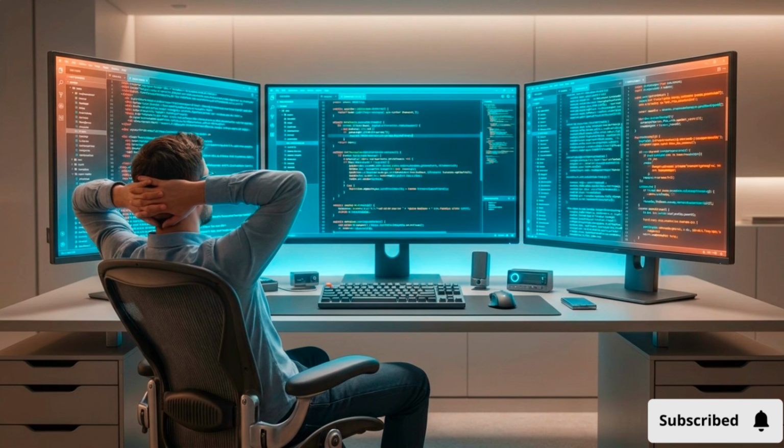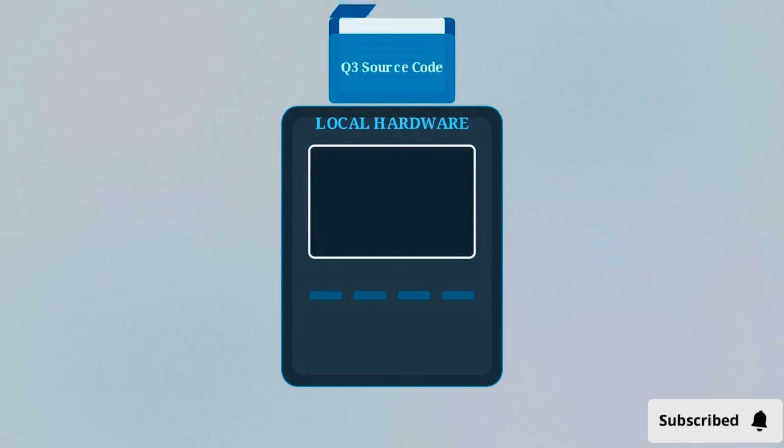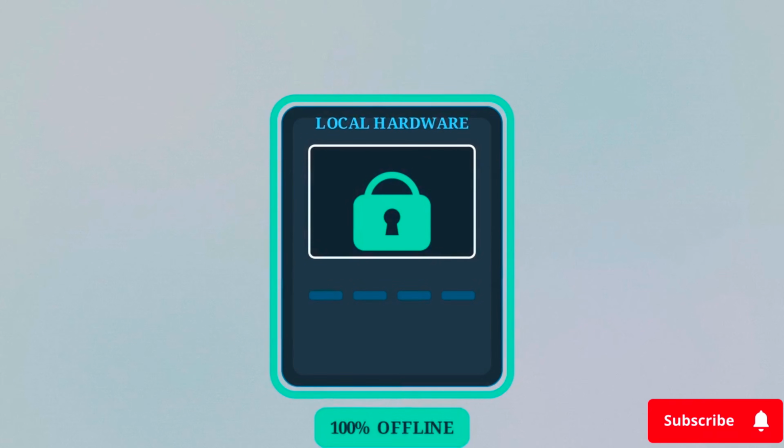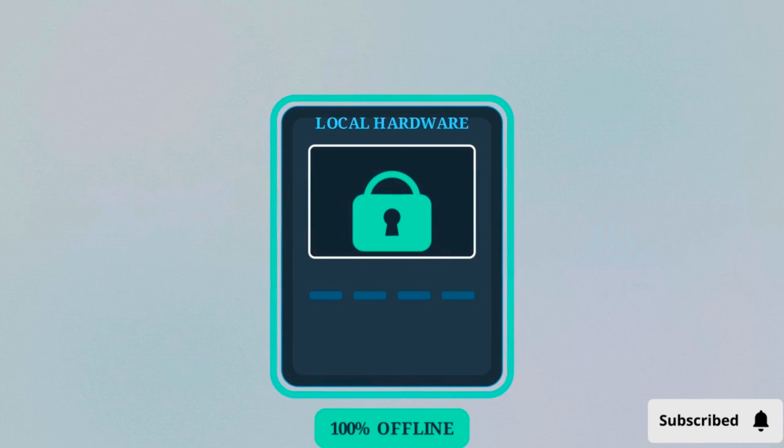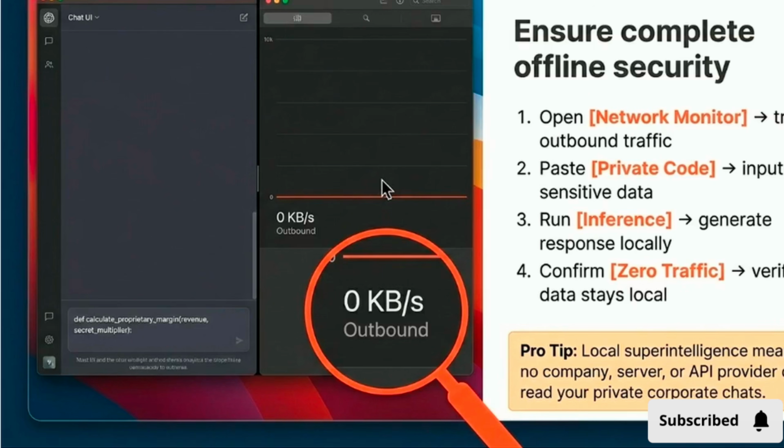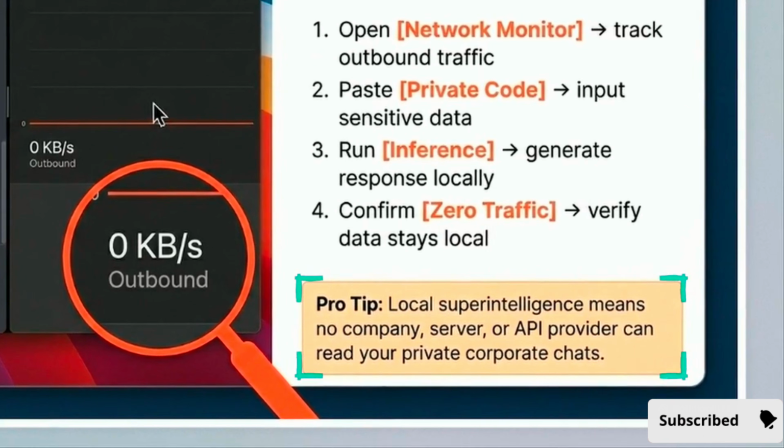For proprietary or sensitive work, you can test the system's security by inputting private corporate data for analysis. If you monitor your outbound traffic during this process, the network monitor confirms 0 kilobytes per second. Absolute zero data leaves your physical machine during the entire generation.